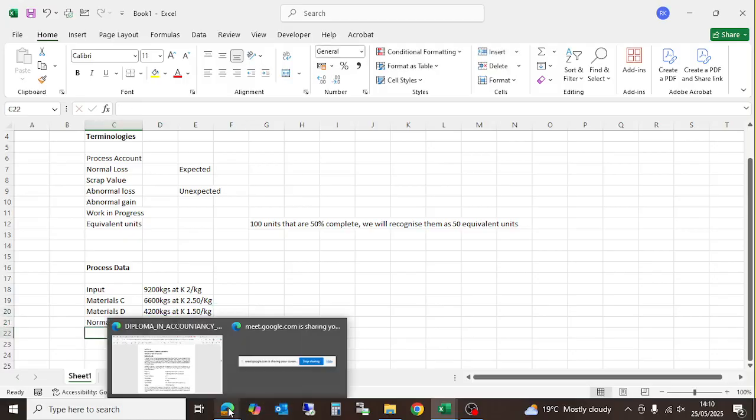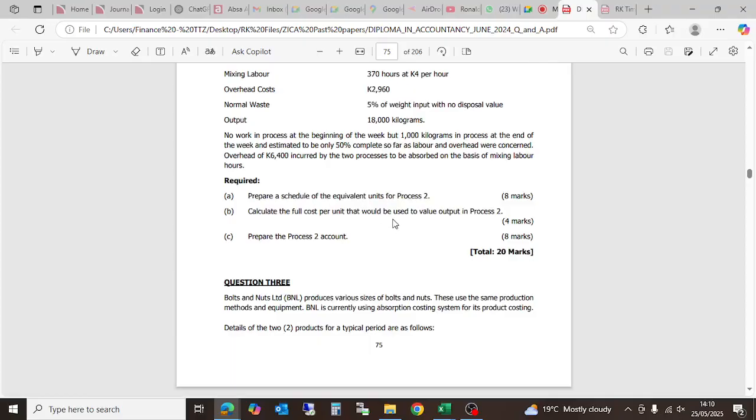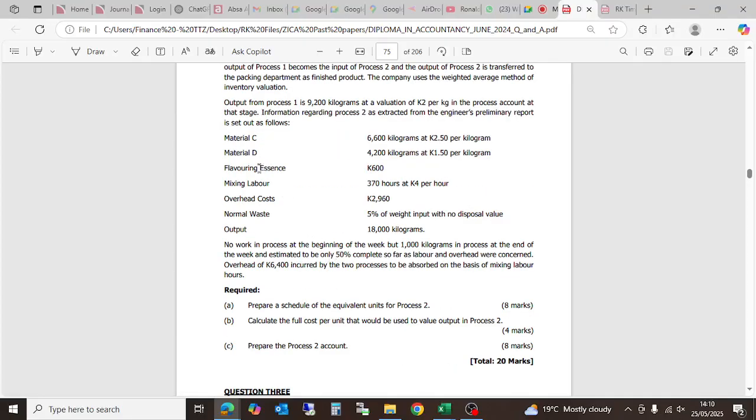Okay, what else? They've given us these costs. Flavoring incense, what do they want? Equivalent units for process two. Okay, they want the equivalent units. Flavoring incense 600 kwacha, mixing labor 370 hours. This is labor. Overhead costs 2,900. We have the normal waste, 5% of wet input with no disposal value. So this is 5% of the input. And then output is 18,000. Okay, so we have output of 18,000.